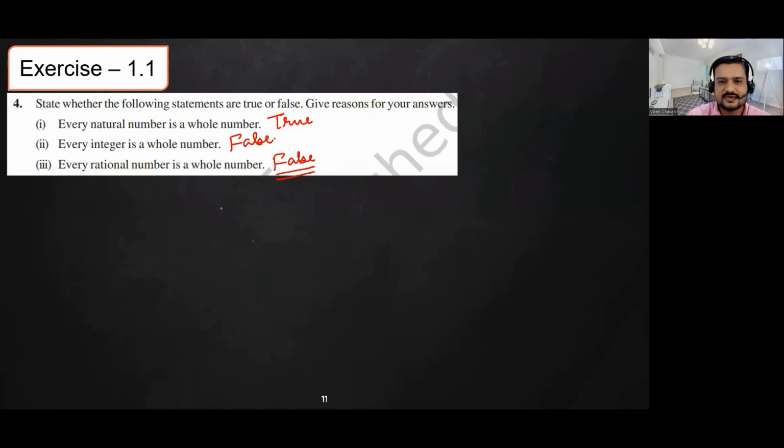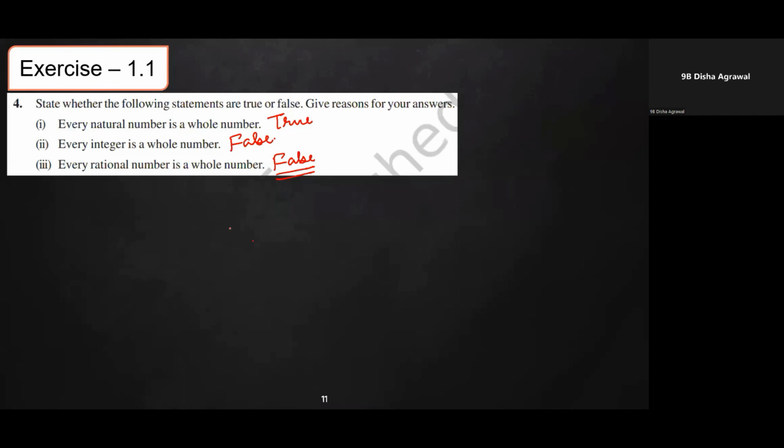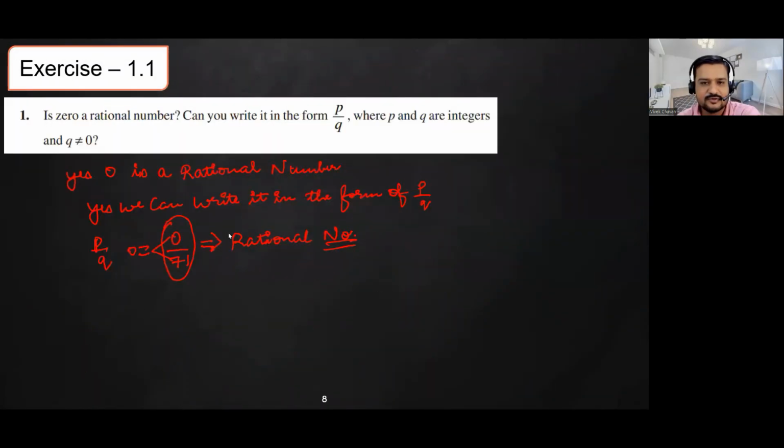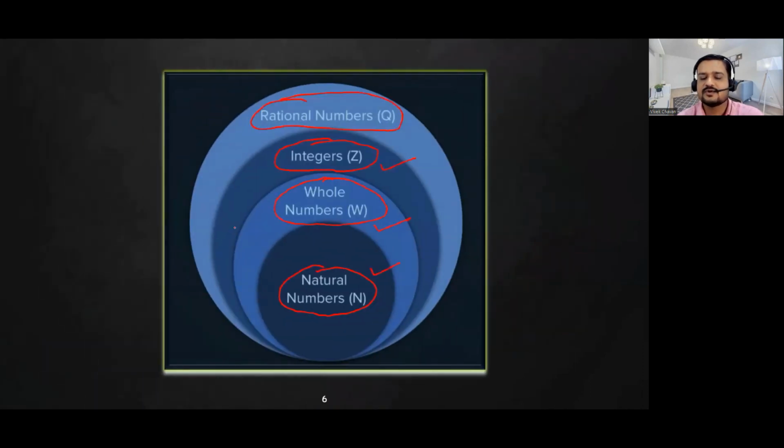Absolutely correct. See, for such types of questions, again I will take you back to this chart. This chart is very important. I'll give you the logic. When you go from inner circle to outer circle, if I make a statement, all natural numbers are rational numbers, I am going from inner circle to outer circle, so it is always true. If I say all whole numbers are rational numbers, again it is true. If I say all integers are rational numbers, again it is true because I'm going from inner circle to outer circle.